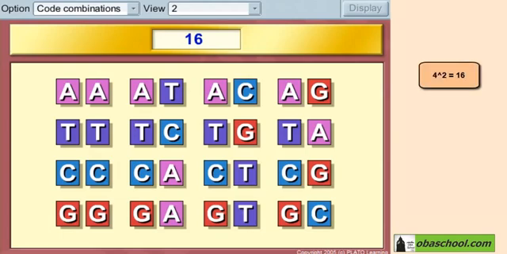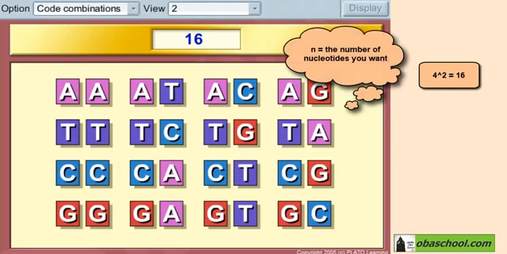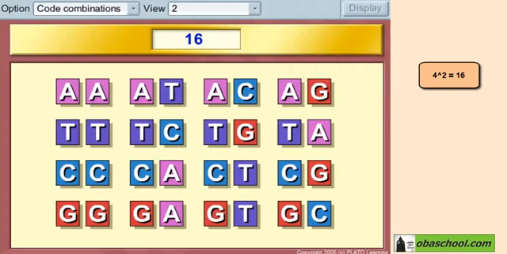And actually, this is how you can calculate how many nucleotide combinations you can make. How many nucleotides do you want? The number of that is n. In this case, n equals 2. How many options for nucleotides do you have? That depends on how many different nitrogenous bases we have. In the case of DNA, we have 4. So 4 to the power n gives you how many combinations you can make.